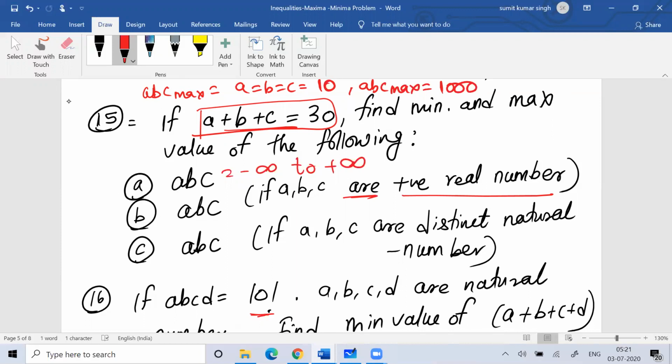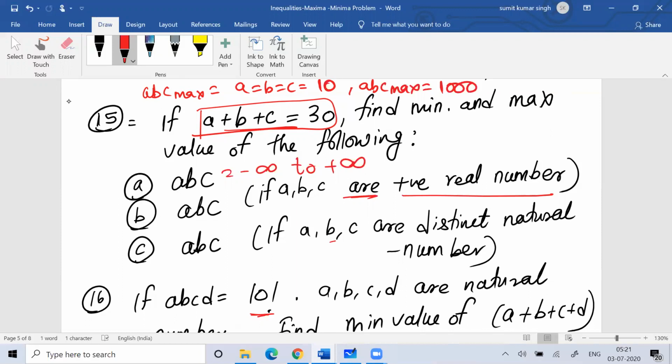So what would be the minimum in that case? For minimum, you want the product to be minimum, so you take values which are very close to zero, or less than one, for two values, and another value close to 29. So your answer would be close to 29 something. So the minimum value you can ignore.